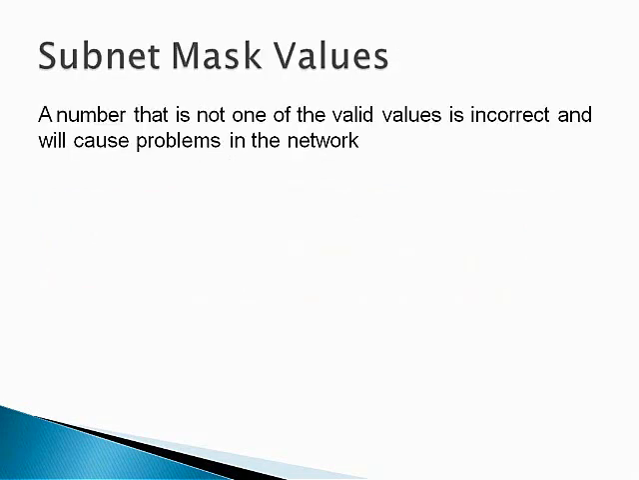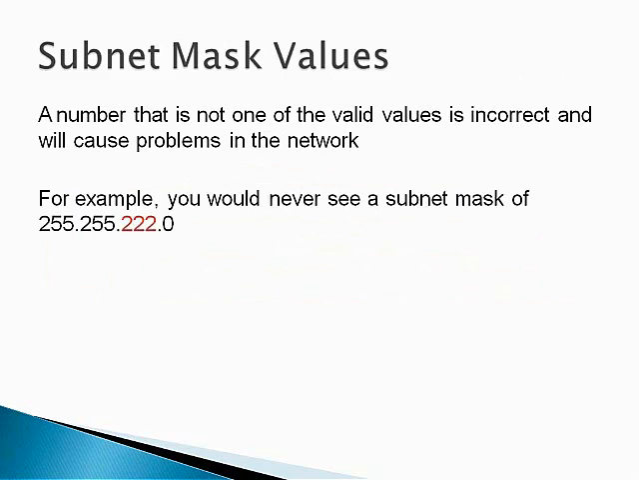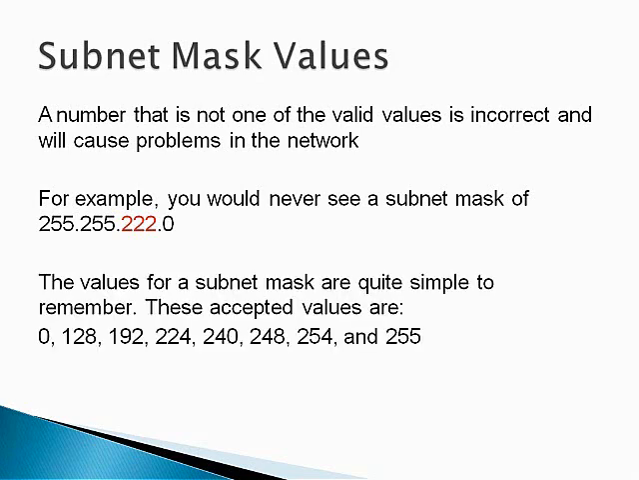Subnet mask values. A number that is not one of the valid values is incorrect and will cause problems in the network if you try and enter it. Matter of fact, the computer won't even accept it, neither will your router. For example, you would never see a subnet mask of 255.255.222.0 because 222 is not a valid number when you line up all the bits for the subnet mask. The values for a subnet mask are quite simple to remember. These accepted values are 0 if you had no bits turned on, 128 if you had the first leftmost bit turned on. If you had the 2 leftmost bits turned on, it would be 192. As you add a bit, 224, 240, 248, 254, and 255.